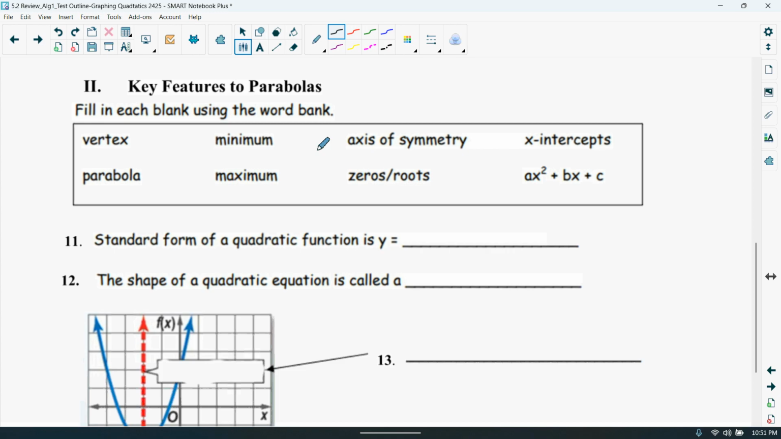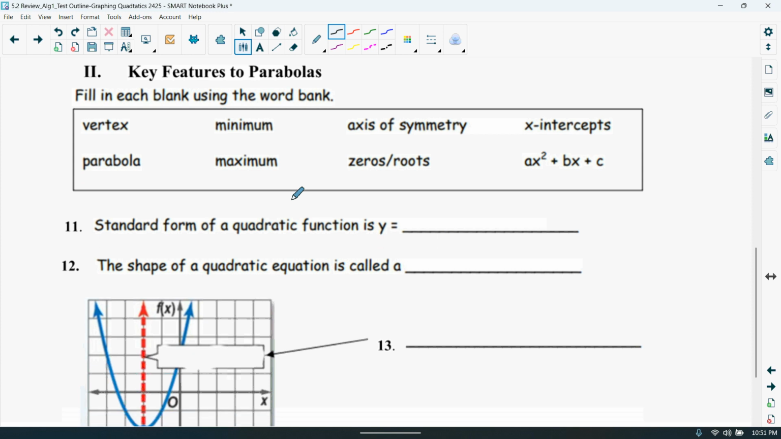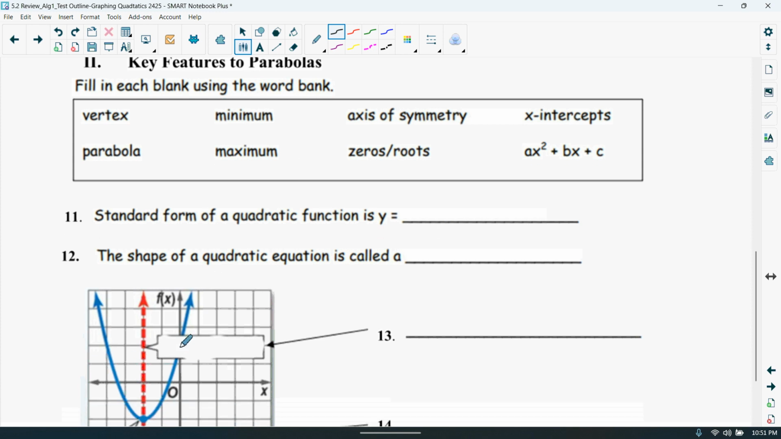These are the expressions, words, or terms that you need to know, and it's going to be in relationship to analyzing a quadratic equation. So for our first one, I'm going to go over the vocabulary to make sure you're on the right track, and then we'll look at a couple together. So standard form for a quadratic equation is y equals ax squared plus bx plus c. Okay, the shape of the quadratic equation is called a parabola.